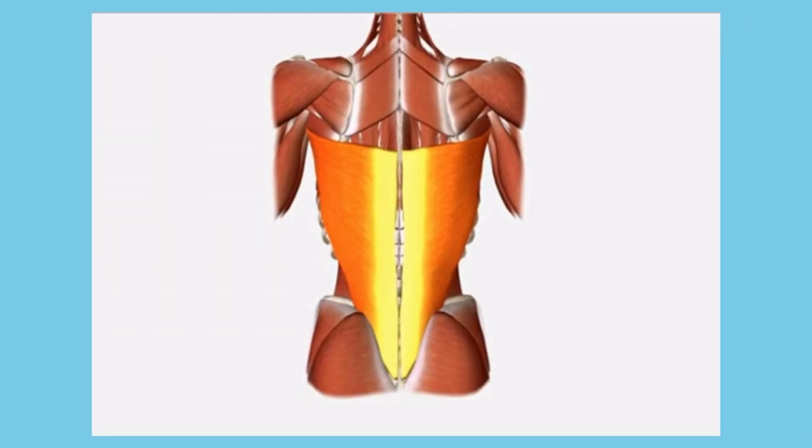Latissimus dorsi. It covers a large area of the lower back and is overlapped by the trapezius. This is the only muscle which connects the pelvic girdle and vertebral column to the upper limb. It possesses extensive origin and narrow insertion. It is also called a swimmer's muscle.